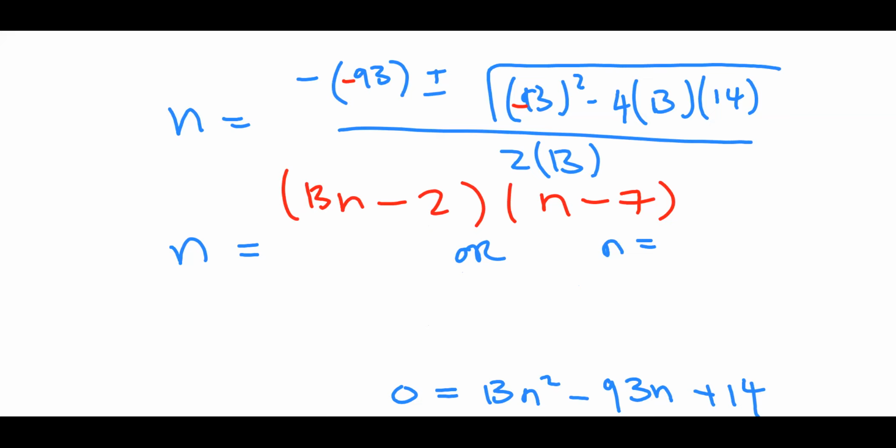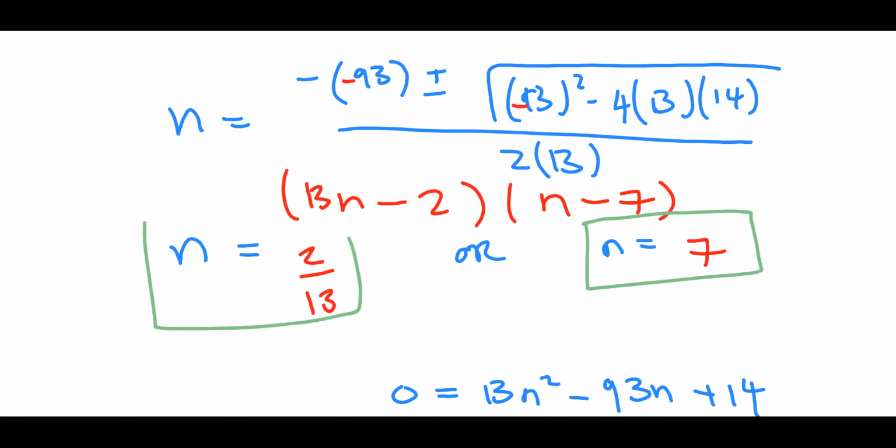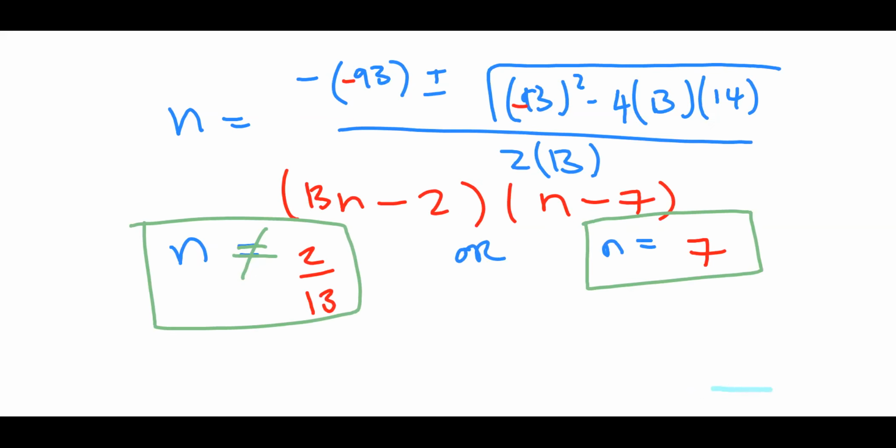What are the answers you get from the quadratic formula? And that one is 7, yeah. That's right. Okay, cool. So since n can't be a fraction, you can see this is a fraction, 2 over 13, that cannot be one of the solutions. The 2 over 13 can't be one of our solutions because it has to be a whole number.